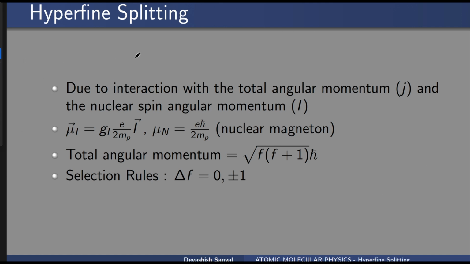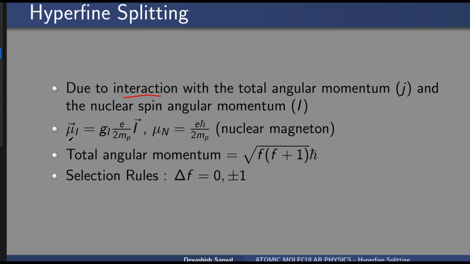Hyperfine splitting is due to the interaction between the total angular momentum J and the nuclear spin angular momentum I. When we say there is interaction between the total angular momentum and the nuclear spin angular momentum, that means there is a nuclear magnetic moment.